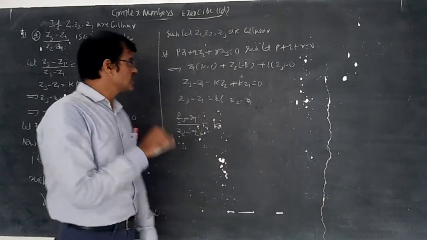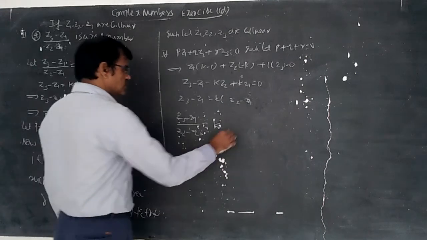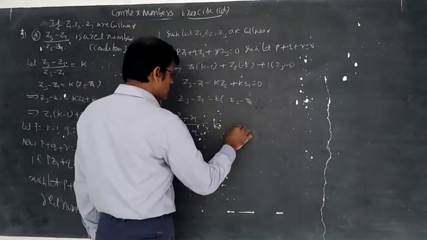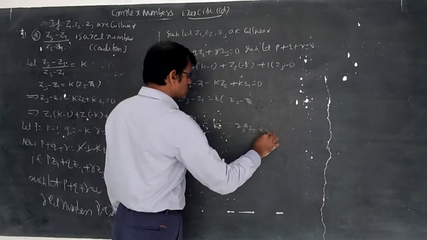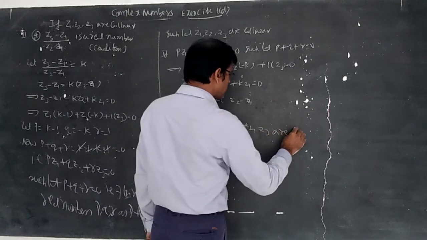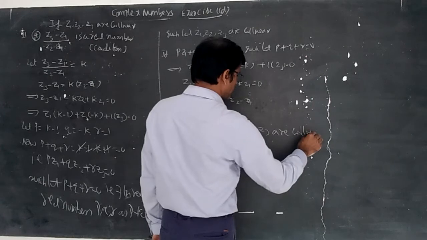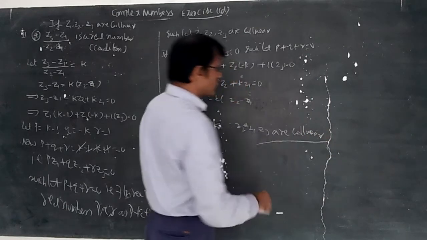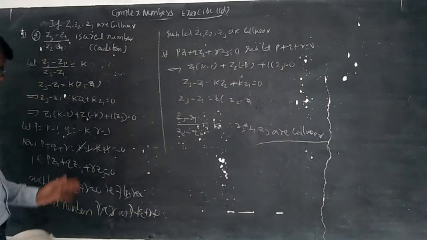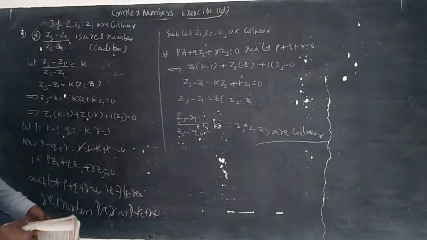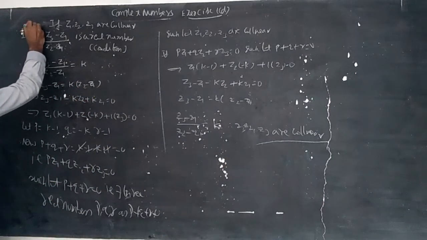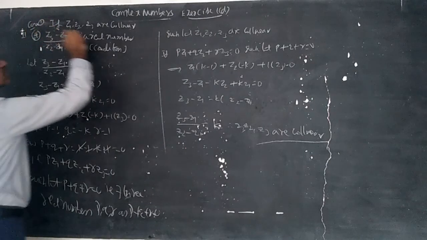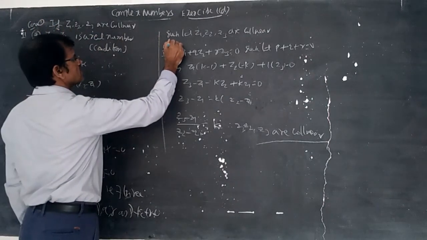Whenever you are writing in this way, this is the concept. Therefore you can write Z1, Z2, Z3 are collinear. This is part 2 of if and only if. This is case 1 and this is case 2.